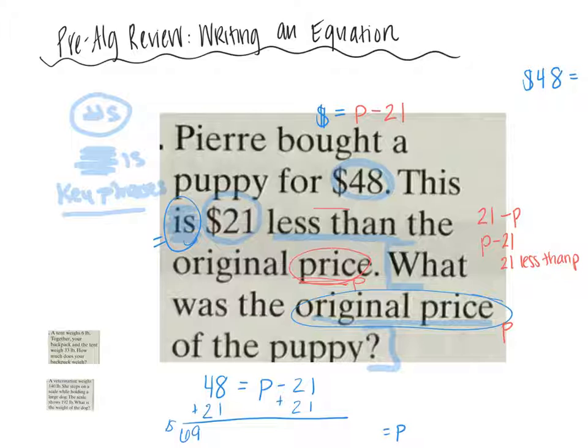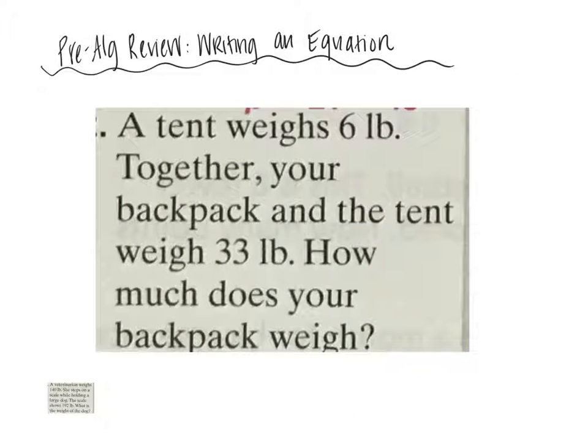Okay, let's do another one of these. All right, looking at this problem, a tent weighs 6 pounds. Let's write that down. Circle our key numbers. So a tent weighs 6 pounds. Together, your backpack and the tent. Together is a key phrase. Together, your backpack and the tent weigh 33 pounds. How much does your backpack weigh? Remember to bracket your question, circle our numbers, and underline your key words.